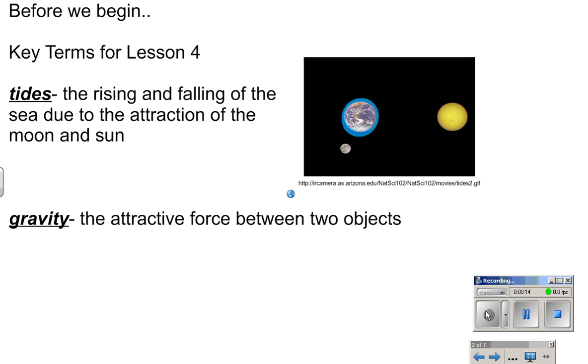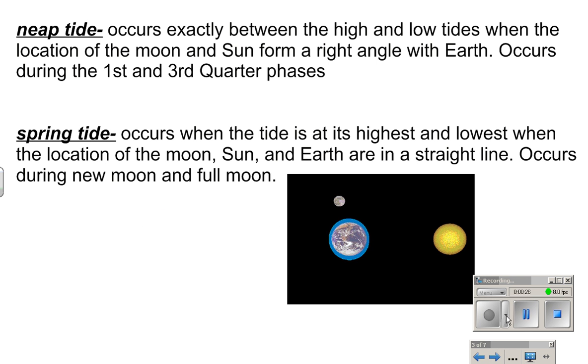Tides, the rising and falling of the sea due to the attraction of the moon and sun. Gravity, the attractive force between two objects. Neap tide, occurs exactly between the high and low tides when the location of the moon and the sun form a right angle with the earth. Occurs during the first and third quarter phases.